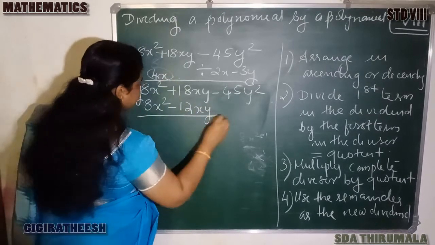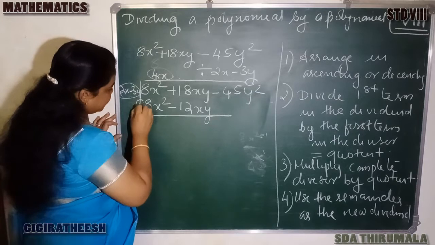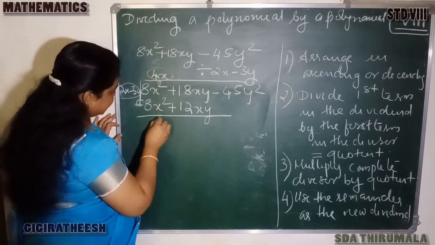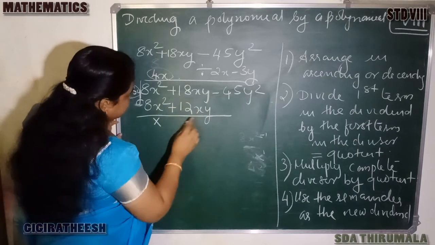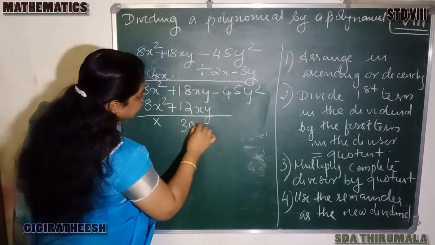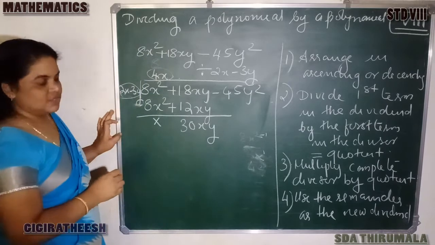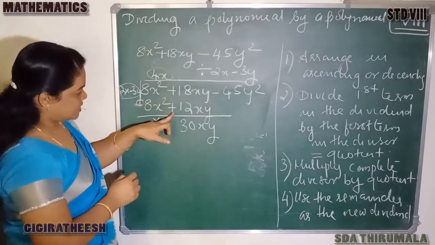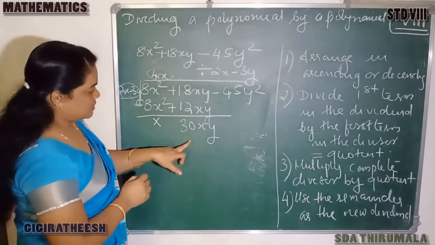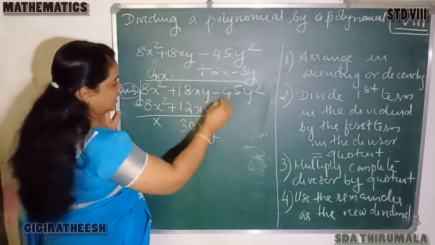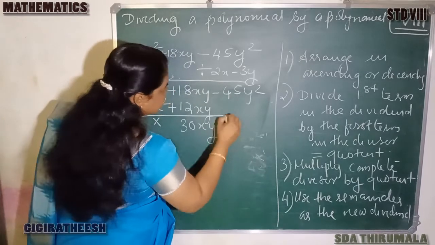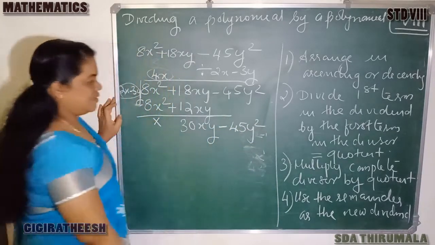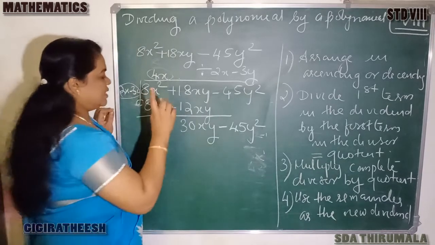After that, subtract this, while subtracting, changing the signs, here it is 0, and after that it is 18 plus 12, that is equal to 30xy. Changing the signs, minus becomes plus, 18 plus 12 is equal to 30xy. And then taking the last term downwards, that is 45y square.